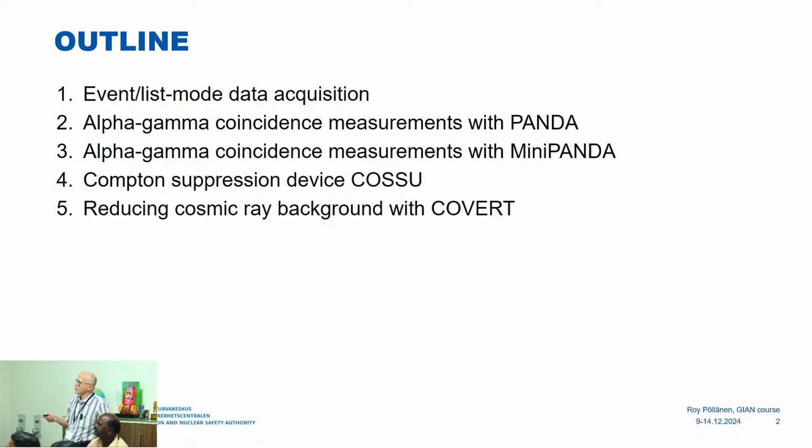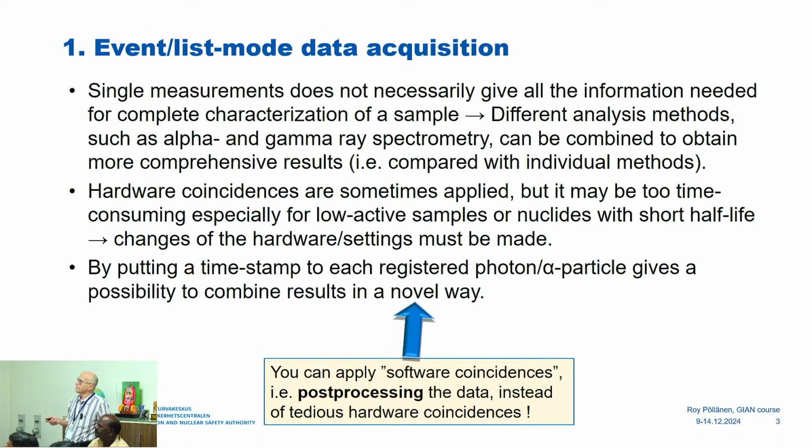Let's look at the basis of the event or list mode data acquisition. What does it mean? All right, the point is here. Single measurements by using gamma ray spectrometry, for example, do not necessarily give all the information needed for complete characterization of a sample, like those nuclear bomb particles. There is another possibility.